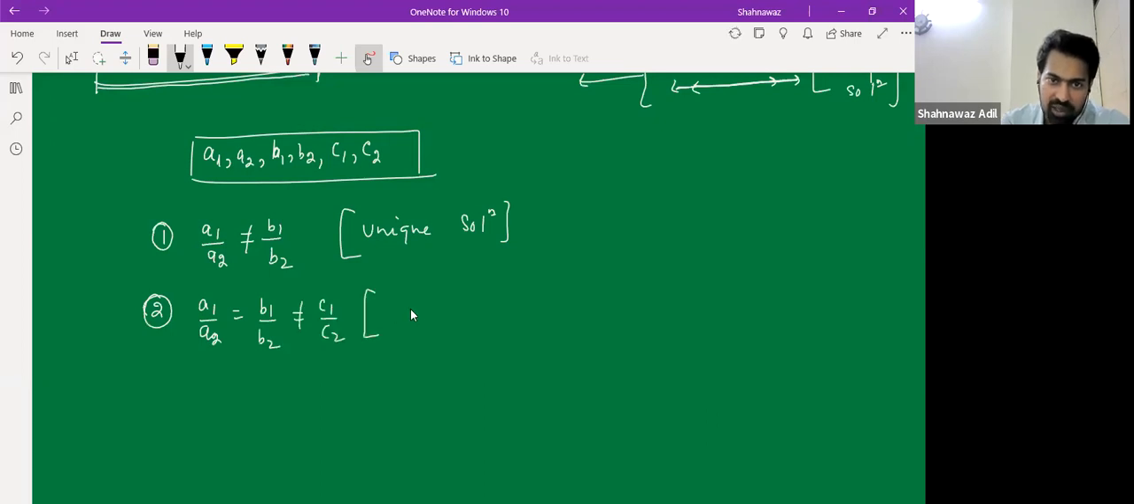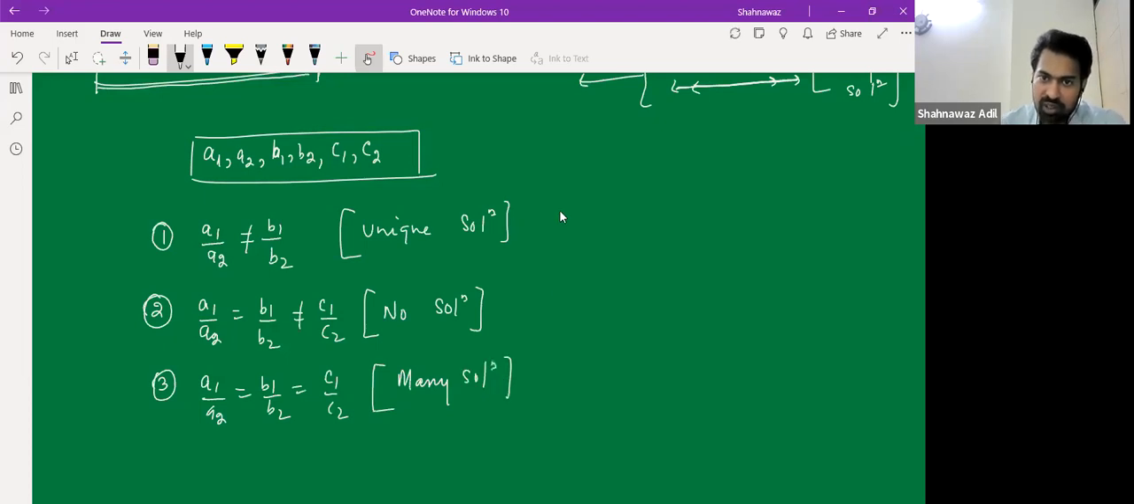And if A1 by A2 is equal to B1 by B2, but not equal to C1 by C2, then this is parallel, meaning no solution. And the third one is A1 by A2 equals B1 by B2 equals C1 by C2. So this is many solutions. This one is intersecting, this one is parallel, and this one is coincident.